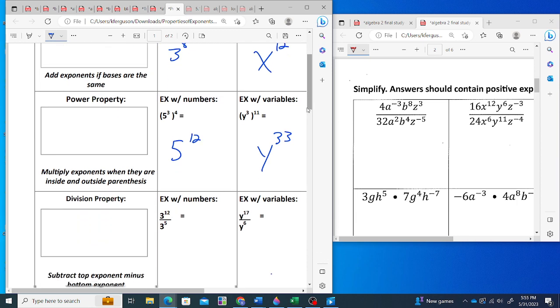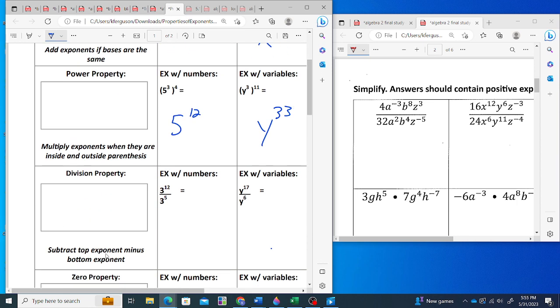Division property. Subtract top exponent minus the bottom exponent when the bases are the same. So it's important that the bases are the same. So in this one, I've got 3 to the 12th divided by 3 to the 5th. So that's 3, 12 minus 5, so that's 7. Think of the line here, that divider line, is like a minus sign. So 12 minus 5. In this case, y is my base, 17 minus 6, 11.